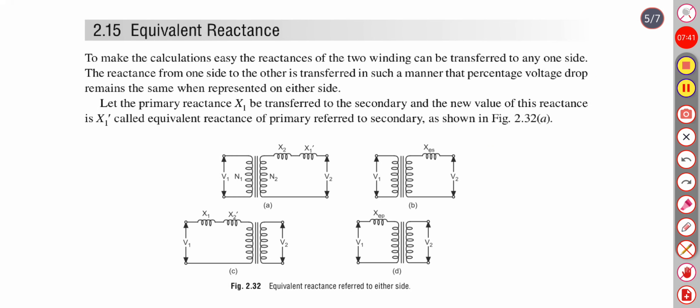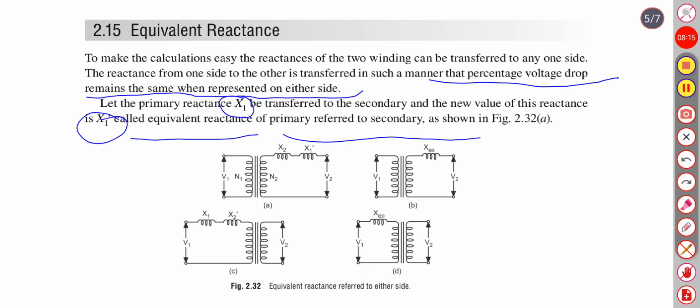Now, the equivalent reactance. To make the calculations easy, the reactances of the two windings can be transferred to any one side. The reactance is transferred from one side to the other in such a manner that the percentage voltage drop remains the same when presented on either side. Let the primary reactance X1 be referred to the secondary and the new value of this reactance, X1 dash, called equivalent reactance of the primary referred to secondary, as shown in figure A.